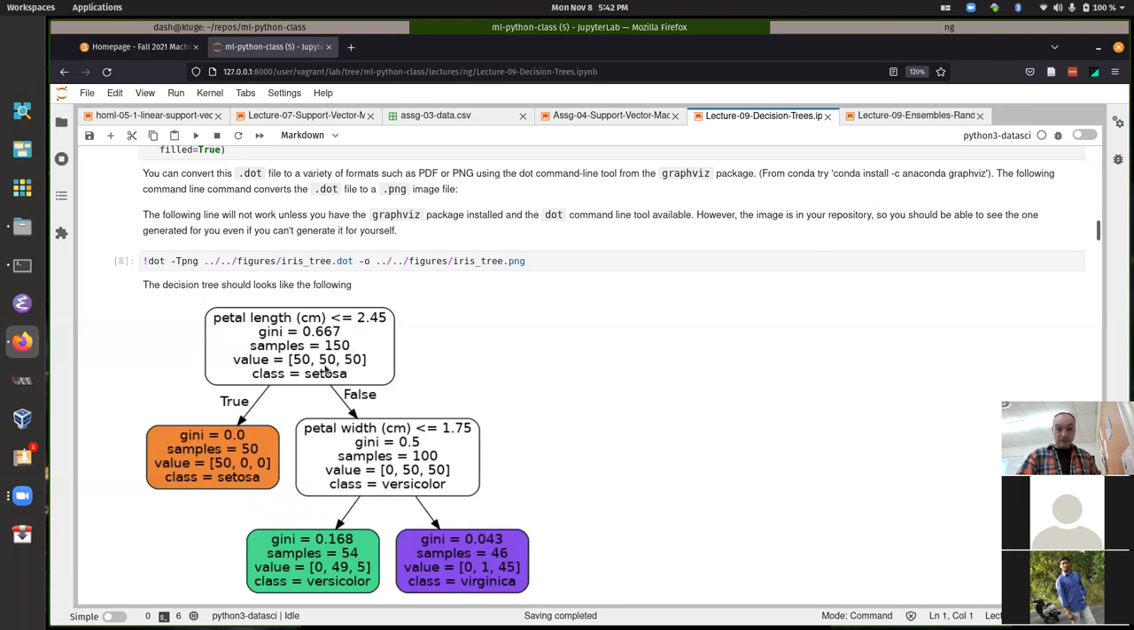So at this node, there were actually 150 inputs, equal numbers in each of the three classes: Setosa, Versicolor, and Virginica, right? So when we make this decision boundary, we end up with 50 that have petal lengths less than 2.45 and 100 that have petal lengths greater than 2.45. And it happens that all 50 that have less than that are in the same class, which you can kind of infer from this node here, right? So it completely separated the Setosa from everything else with that decision boundary.